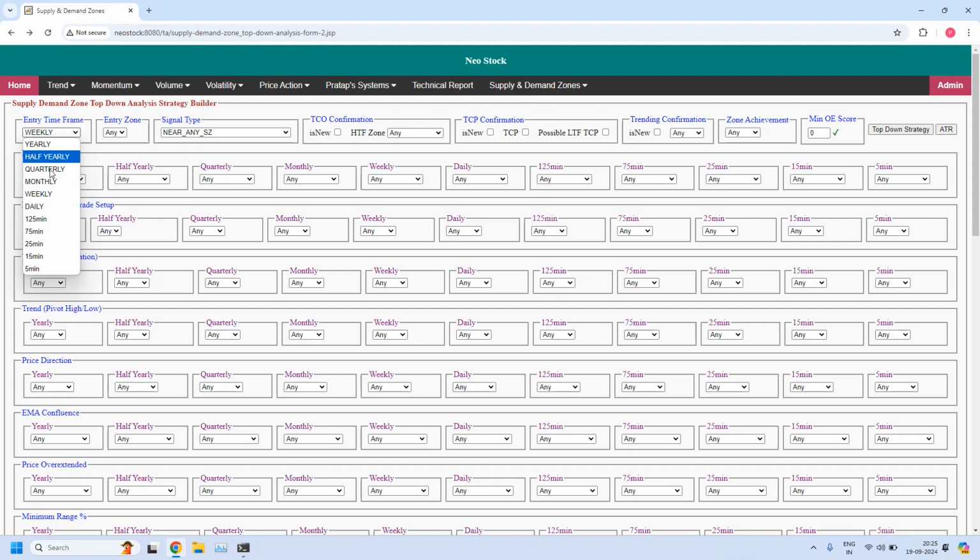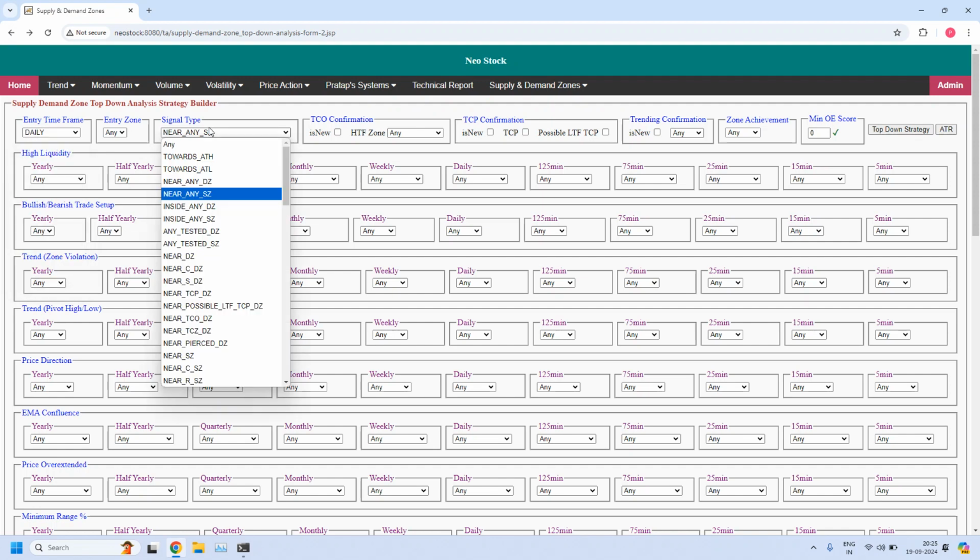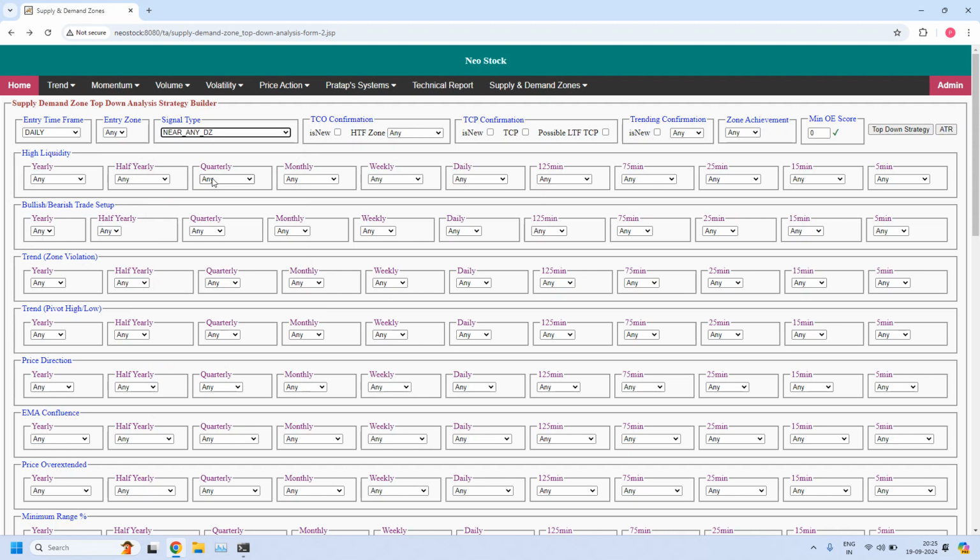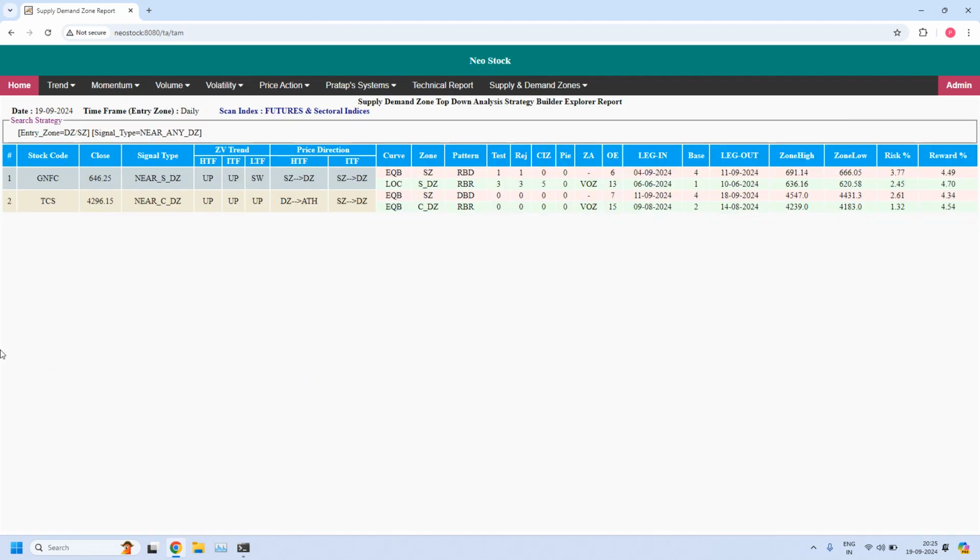Next time frame is daily. Entry time frame is daily. Let us find the stocks near daily demand zone. Only 2 stocks are filtered, and both the stocks are having a high liquidity zone. So both are supporting daily high liquidity demand zones.